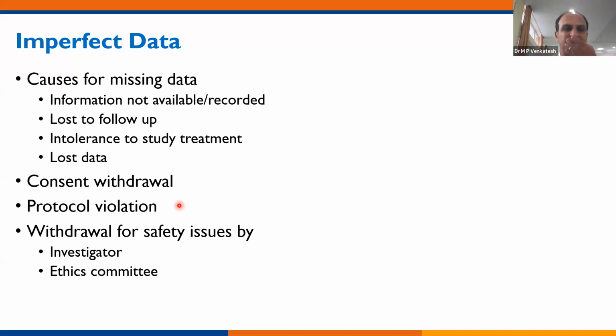In some of the cases where we say the protocol violation happens, that means the person should not eat anything after taking the drug, but he violates by eating. So that is a violation of the protocol. And in some cases you have withdrawal for multiple reasons also.